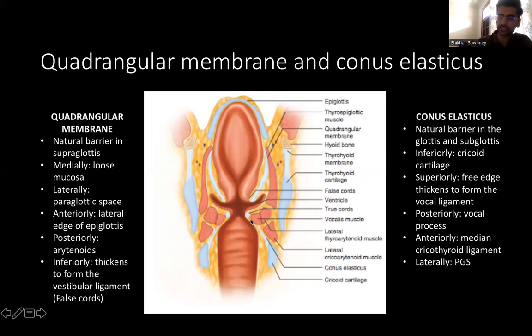The conus elasticus is the natural barrier in the glottis and the subglottis region inferiorly. In this diagram here, this structure is the conus elasticus. Looking at the relations, inferiorly, it attaches to the cricoid cartilage. Superiorly, the upper part of it thickens to form what is known as the vocal ligament and forms the true vocal cords. Anteriorly, it tracks along the vocal ligament and is attached to the thyroid cartilage in the median cricothyroid ligament, and posteriorly, it goes on till the vocal process of the arytenoids. Laterally, it is again related to the paraglottic space.